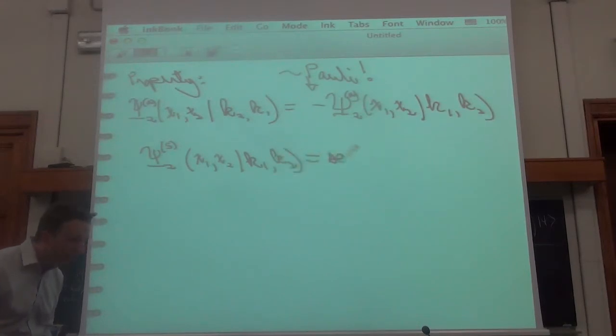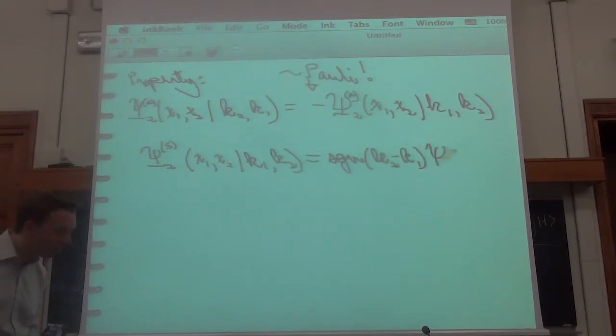Which is simply sine of k2 minus k1 times the psi anti-symmetric. Okay? And then I get a symmetric function when I permute k1 and k2. Okay? So, in fact, this turns out to be the more natural choice once you have learned the algebraic Bethe ansatz.